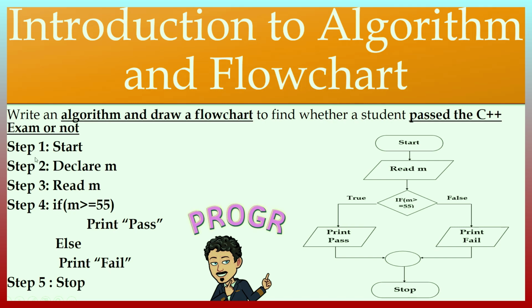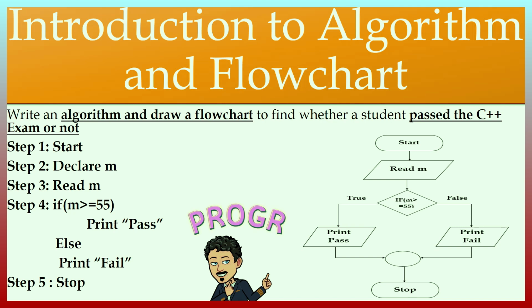Again, step 1, start. Step 2, we want to declare what variables we are going to use in the algorithm. So I need a variable to store marks. So I'm going to use a variable called m. You can change it. The variable name is optional. You can use any valid name. And read. If you wish to get a value from the user, you want to use a keyword called read. I will be getting the value from the user. I'm going to store that value in the variable called m.